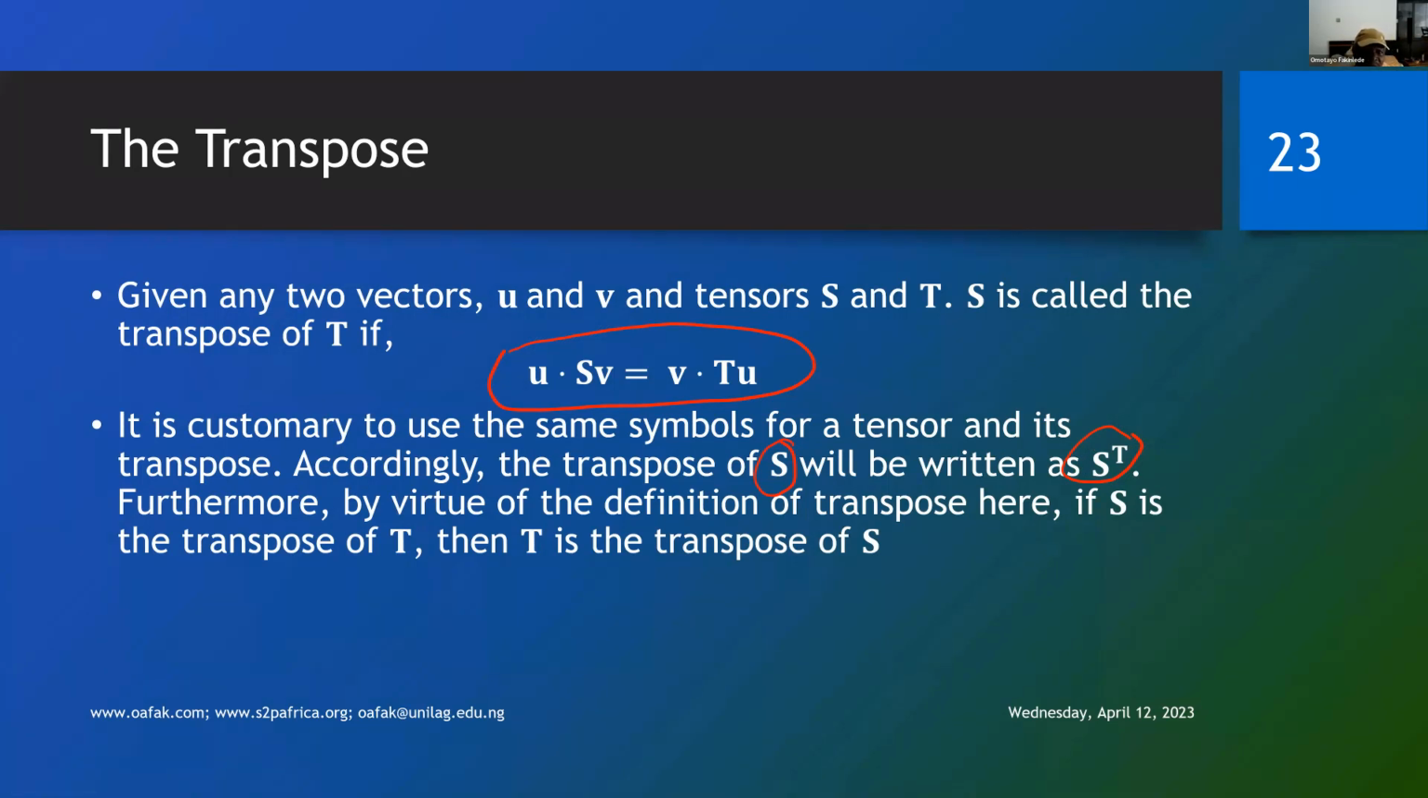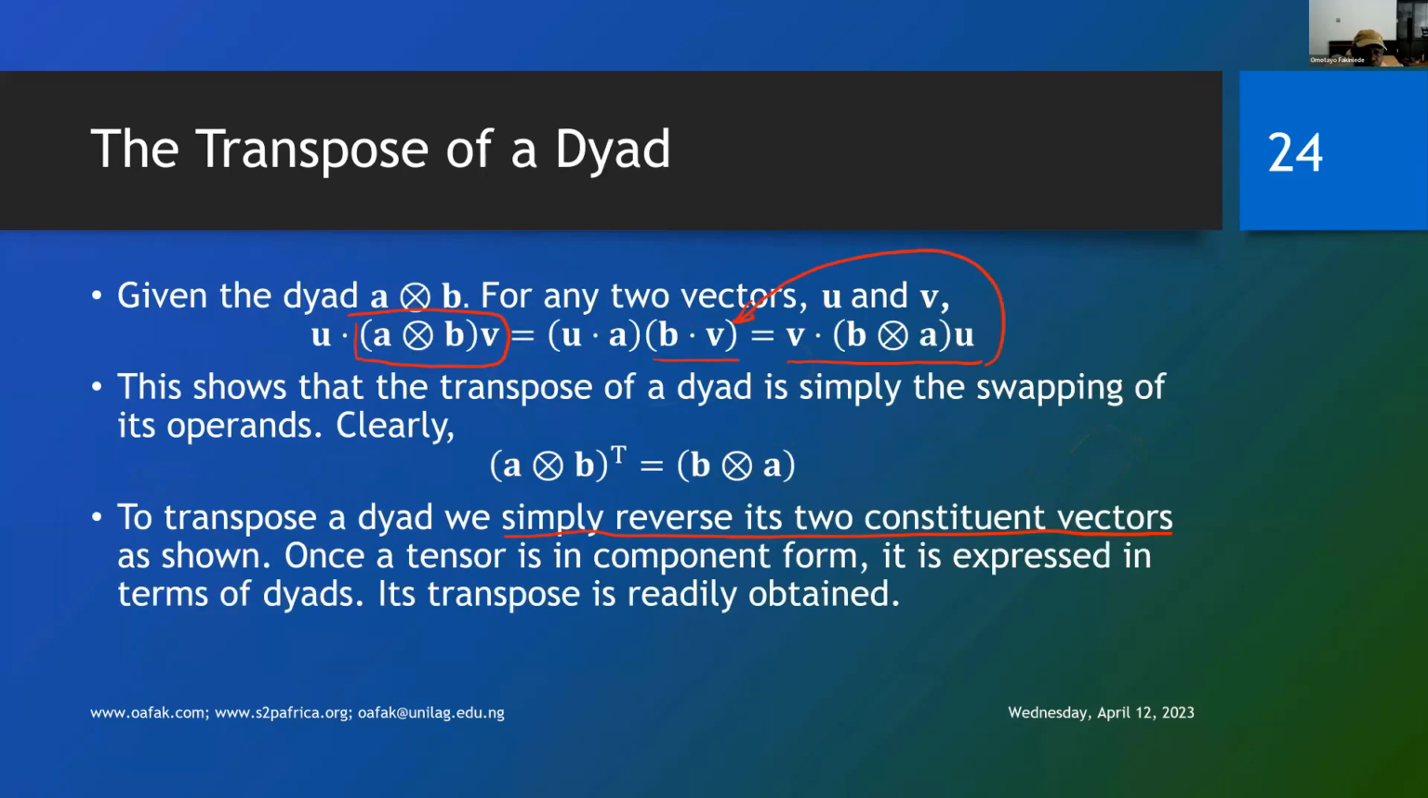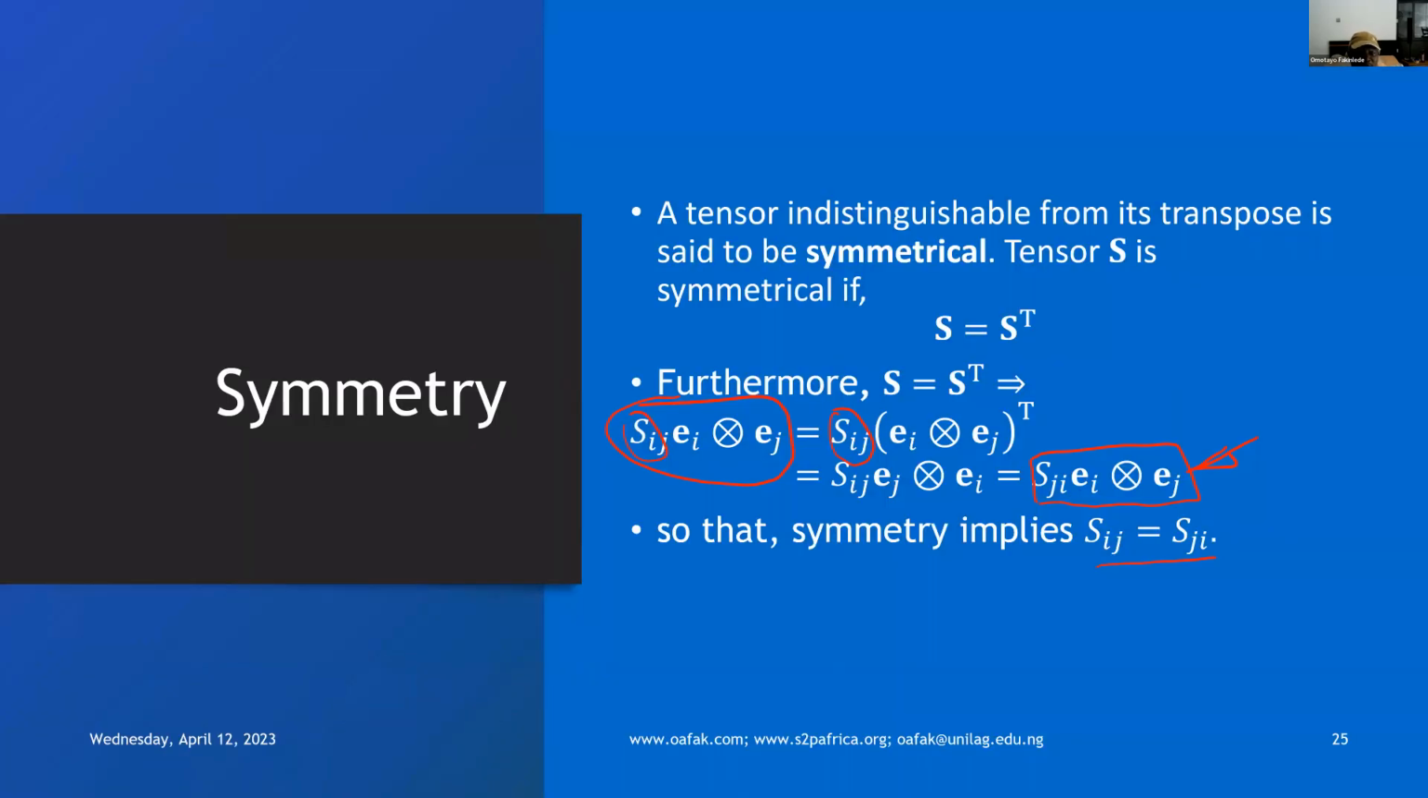And then we also show that the transpose of a dyad is simply a reversal of the constituent vectors. Then the idea of transpose creates the idea of symmetry. A tensor indistinguishable from its transpose is said to be symmetrical. So when there is no difference between a tensor and its transpose, that particular tensor is said to be symmetrical.